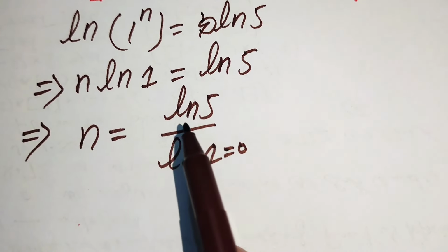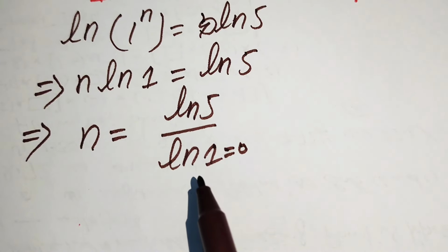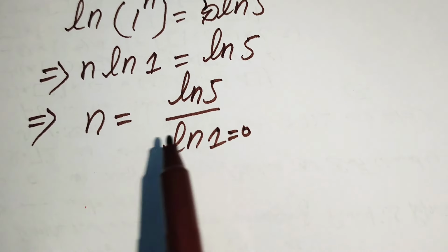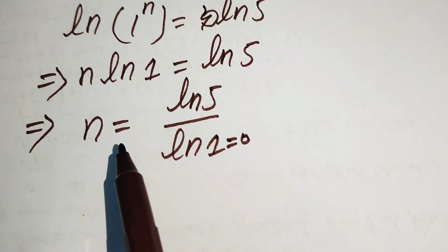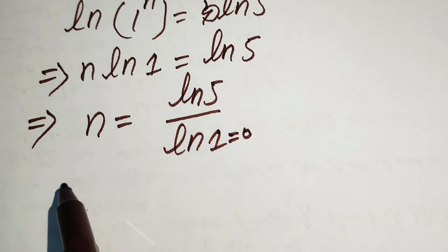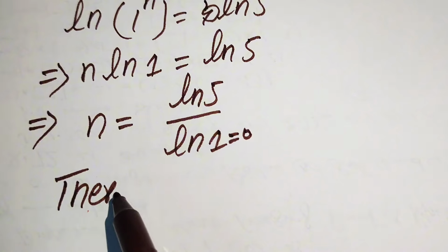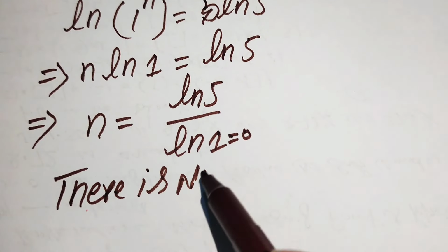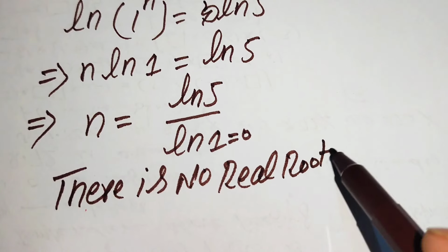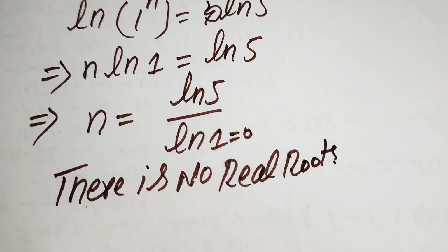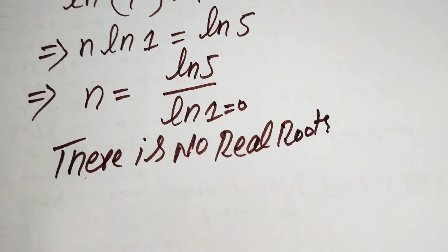It means that the numerator is some constant, and something over 0 does not exist. So in this question, there is no real root. So we have no real root in this question. Now we need to find the complex or imaginary roots.